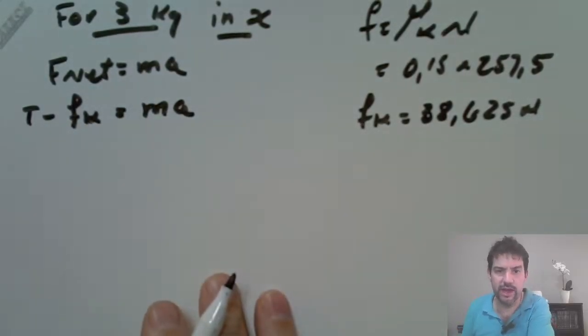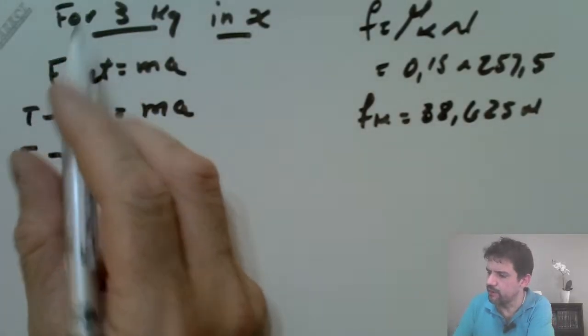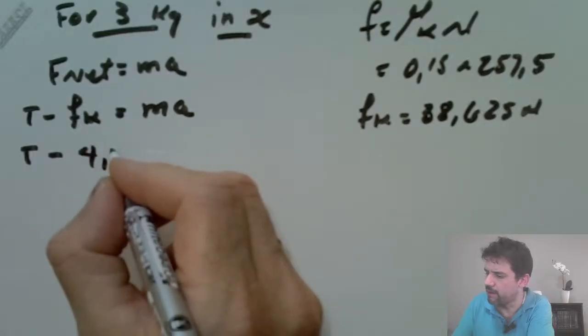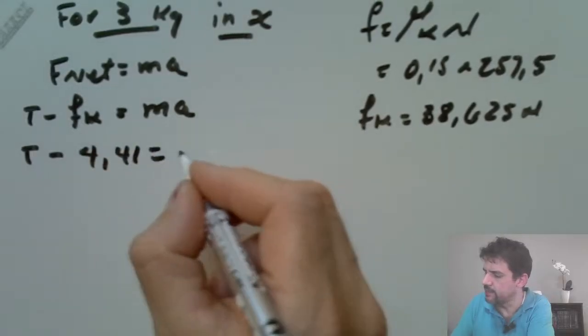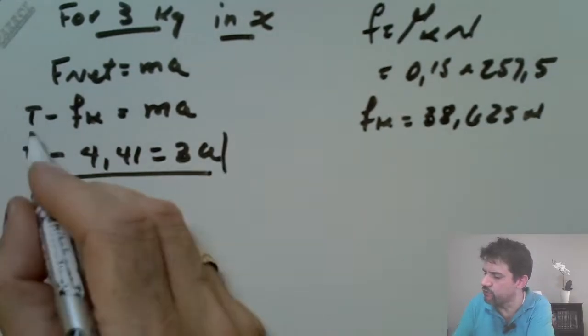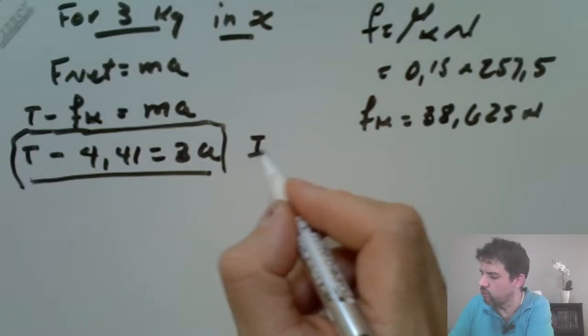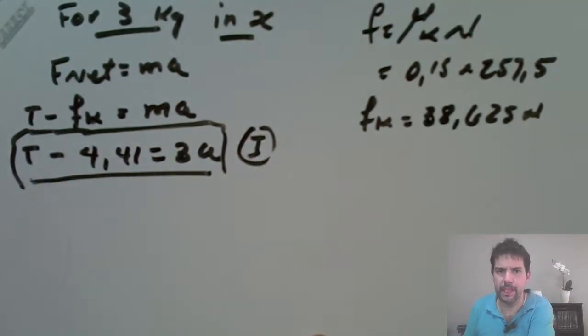We substitute the values. We have all the values except for T. T is unknown. Kinetic friction we calculated and it's 4,41 and this is equal to 3a. Guys, we cannot go on because we have two unknown. This one is therefore going to be equation 1. We stop there. We cannot go on.